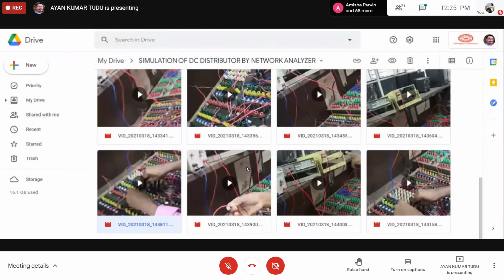Okay, now what we'll be seeing is both end feeding with interconnector. Now, why are we using an interconnector? Can anybody tell me? Why do we use an interconnector? Okay, just think about the answer. We'll be seeing it just now.